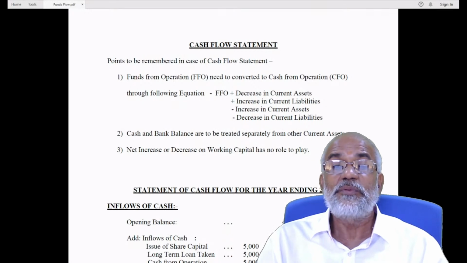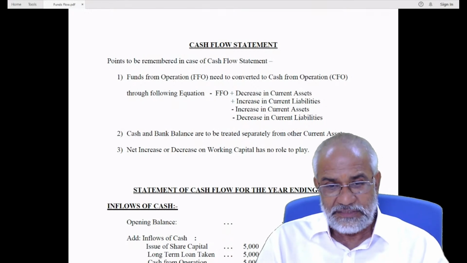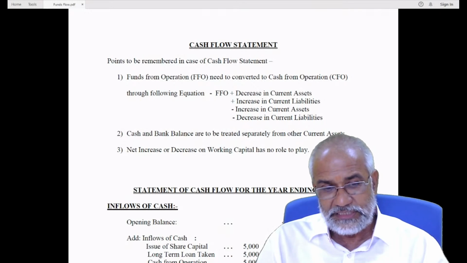So this is all about preparation of the cash flow statement. A small part is being left, which we will discuss in the next class because of the paucity of time.